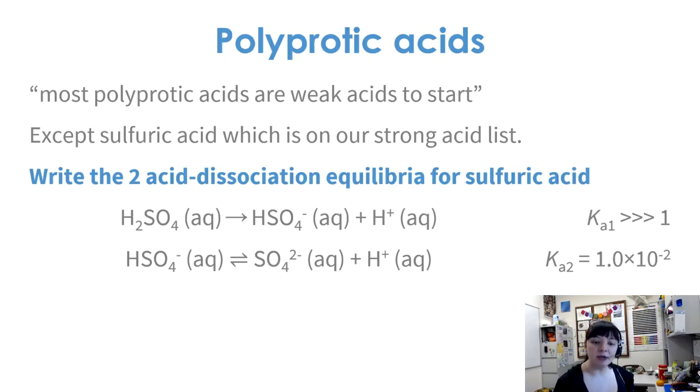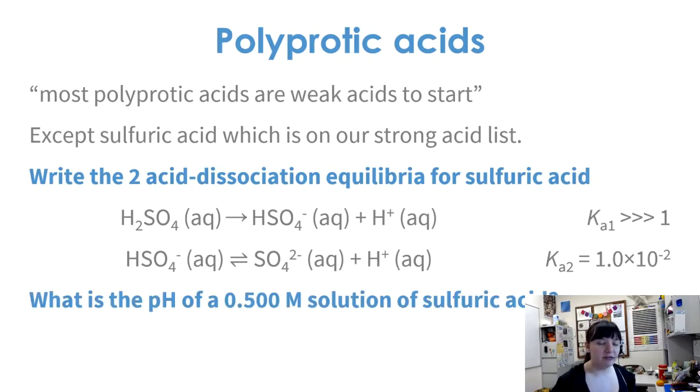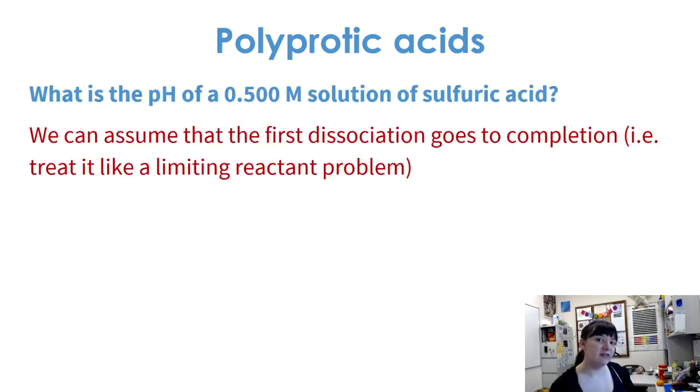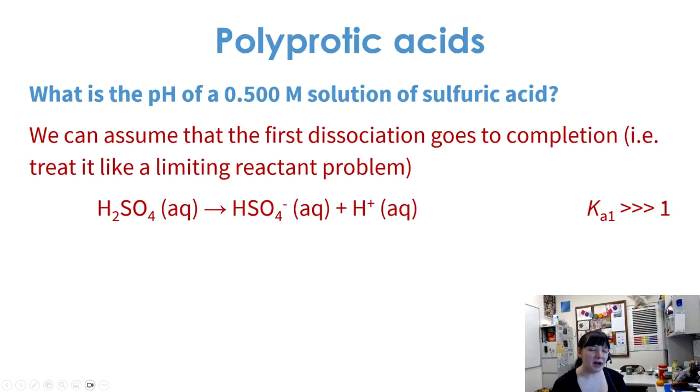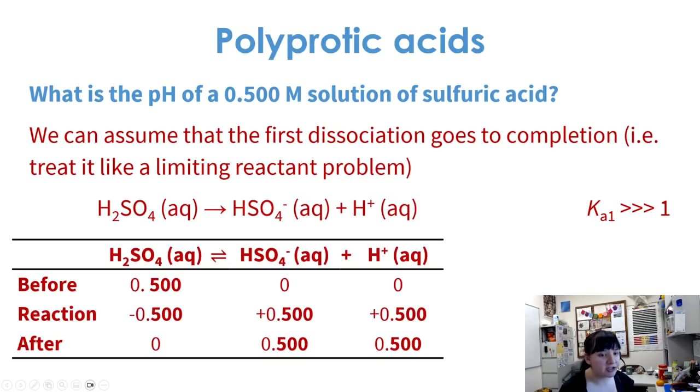So let's look at an example where I want to find the pH of a 0.500 molar solution of H2SO4. For this, I'm going to, again, start from the top and start with that first acid dissociation and look at that all on its own. For that first dissociation, because it is so strong, how that looks is more like just a limiting reactant type problem. So I might set up not necessarily an ICE table, but instead what I call a reaction table.